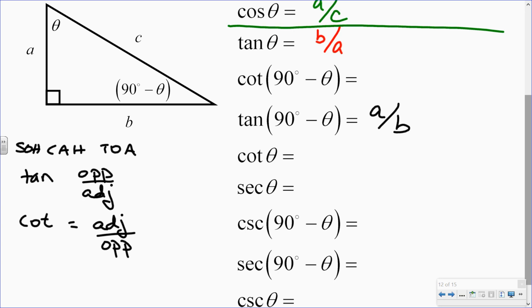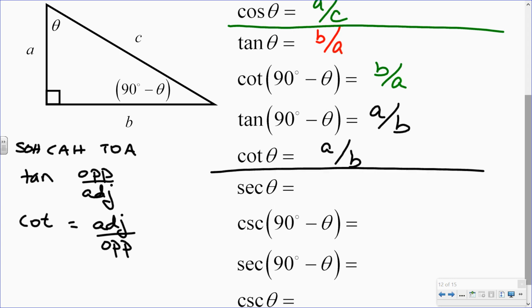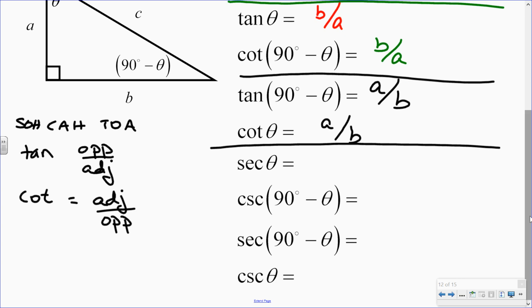So now let's use that. If we are at 90 minus theta, and its cotangent is adjacent over opposite, what would that be for our letters? And if we are at theta, what would that cotangent, adjacent over opposite, be? So for tangent and cotangent, co-functions, if we take them of complementary angles, we get the same value. Think it's going to work for secant and cosecant?